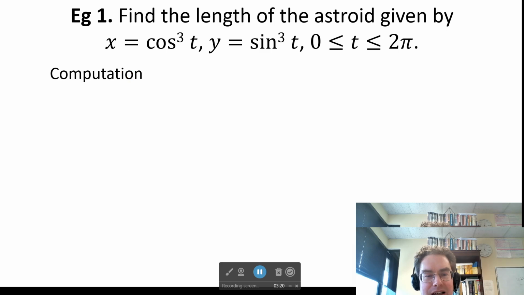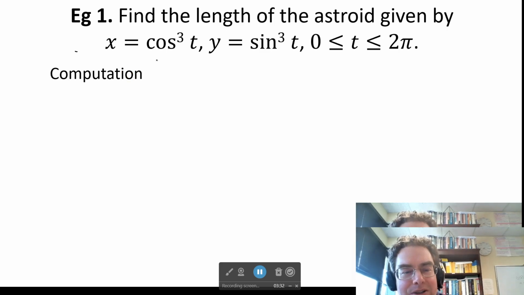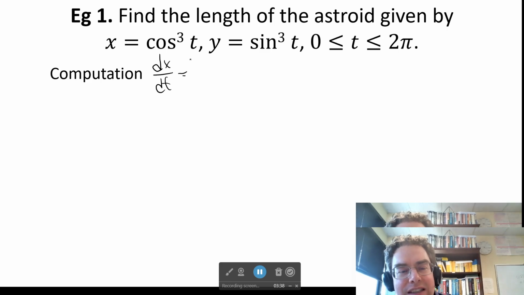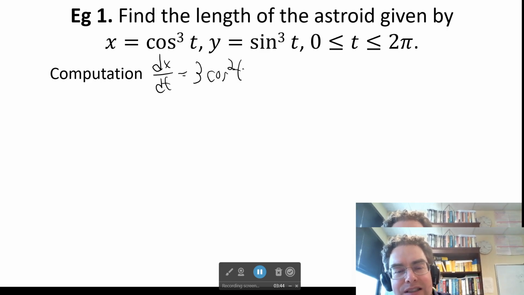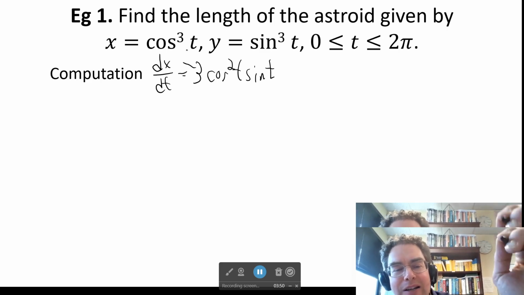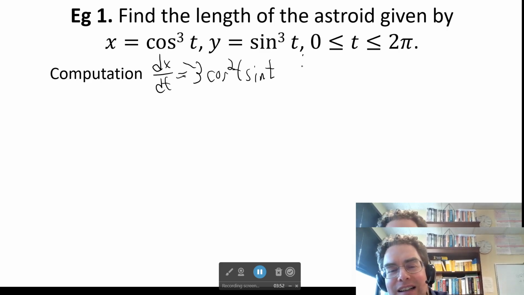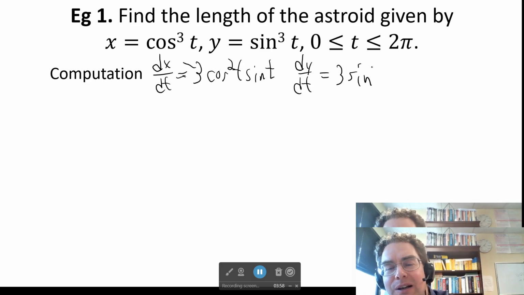All right, so now we're going to get into our computation for the length of the asteroid. Well, for that we need the derivatives of our parametric equations. And so we need dx/dt, and that's going to be, by the chain rule, 3 cosine squared t sine t, but of course, since we're differentiating, we also pick up a minus sign on that. And then dy/dt is going to be 3 sine squared t times cosine t.